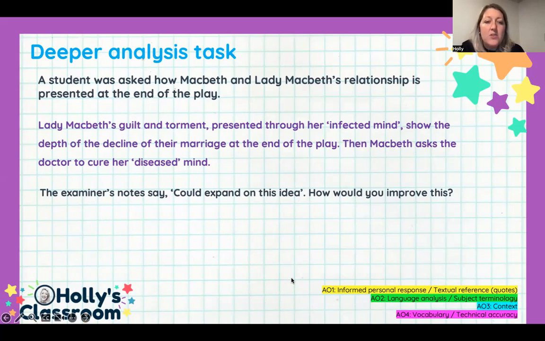Lady Macbeth's guilt and torment, presented through her infected mind, show the depth of the decline of their marriage at the end of the play. Then Macbeth asks the doctor to cure her diseased mind. The examiner's notes on this answer say, could expand on this idea. How could they expand on this idea? I'm going to ask you to just very briefly see what you would add on to the end of that to really explore what that means.